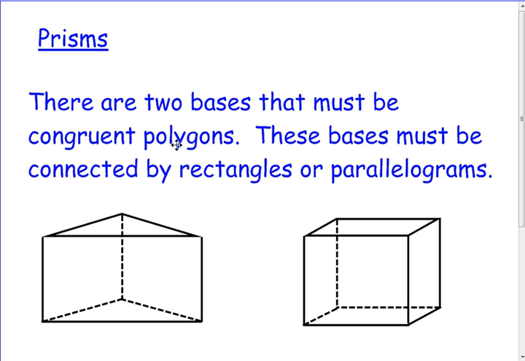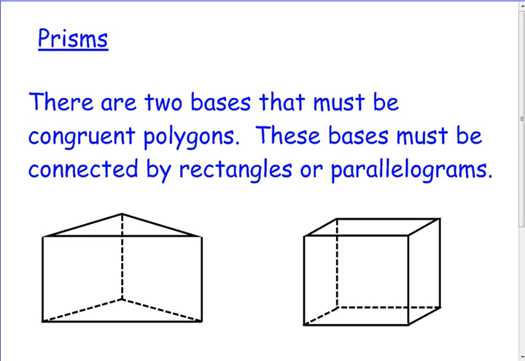And polygons, as a refresher, are like triangles, rectangles, trapezoids, hexagons, stuff like that. They have straight edges, basically, is what I'm trying to get at. And these bases must be connected by rectangles or parallelograms. So I have an example here of a triangular prism, and another example of a rectangular prism. And if all the sides are squares, then it's a specific one called a cube.